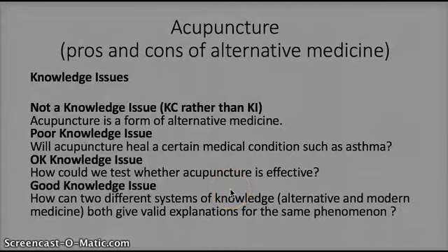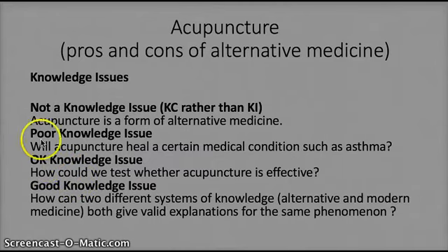So here's an example of finding a knowledge issue from an article about acupuncture, for instance. You start off with some information about that, and then you might make a knowledge claim like acupuncture is a form of alternative medicine, and then you might think of it as a poor knowledge issue. Will acupuncture heal a certain medical condition such as asthma? And then maybe drive it a little bit further and say, how could we test whether acupuncture is effective?